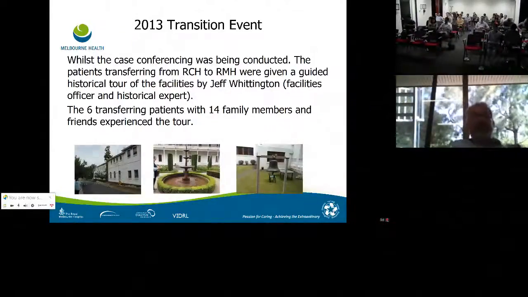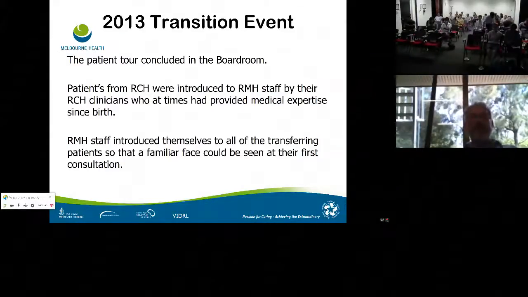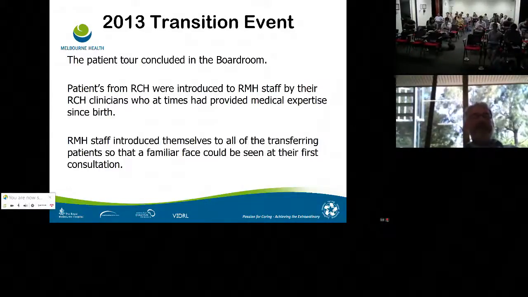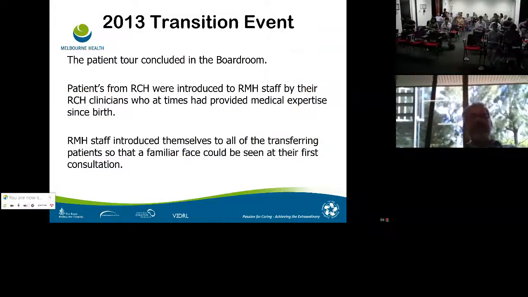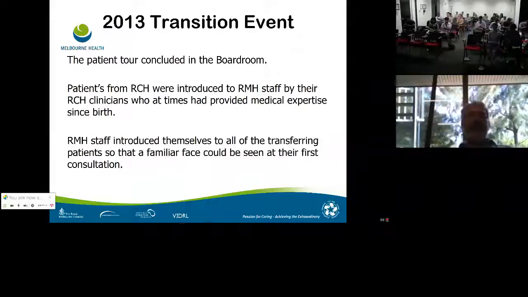We had 6 transferring patients, 14 family members and friends experienced the tour. And then at the end of that, the patients from Royal Children's were introduced to the staff by the RCH clinicians, so that a familiar face could be seen at the first consultation to make sure that people turned up for their first consultation, which is not always the case, and so there's potentially quite a large drop-off between paediatrics and the rehab clinics.